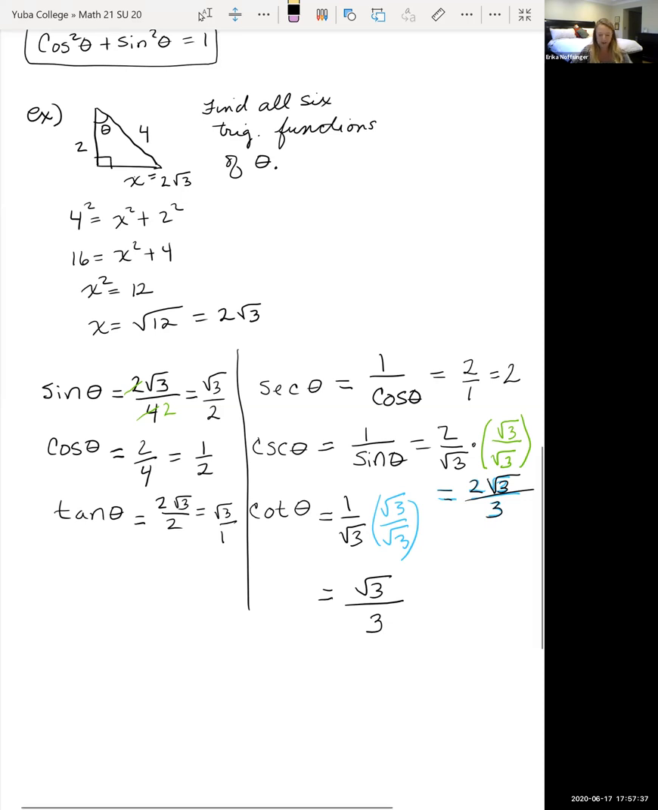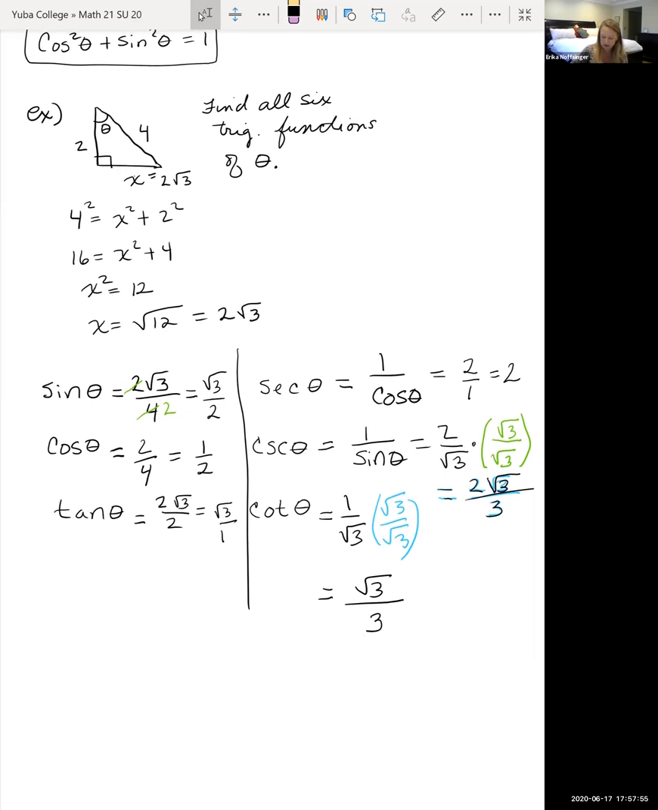Okay, so hopefully that wasn't too bad. And if you were struggling, hopefully now that kind of clarifies what you were doing wrong and that you could go now and work with a triangle and find all 6 trig functions. Let me do one more example and then let's take a break.